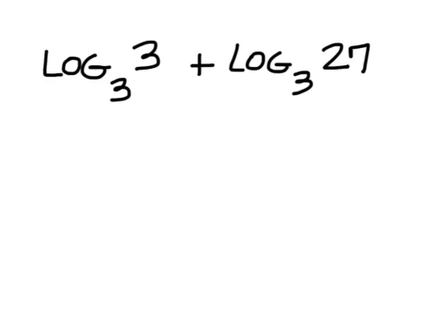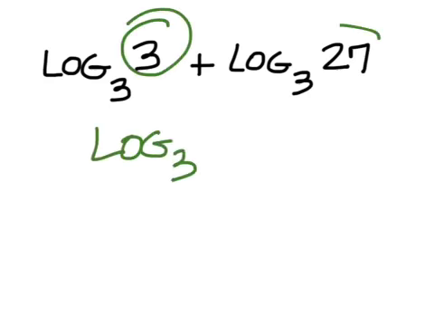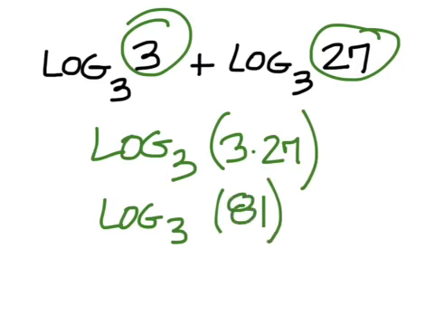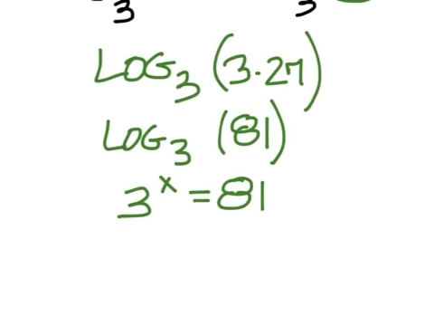Log base 3 of 3 plus log base 3 of 27. Do you have the same base on each log? Yes. So you can write it as a singular log of base 3. Multiply this times this. It must be in parentheses. 3 times 27 turns out to be 81. 3 to the x power equals 81. And of course that would end up being 4.